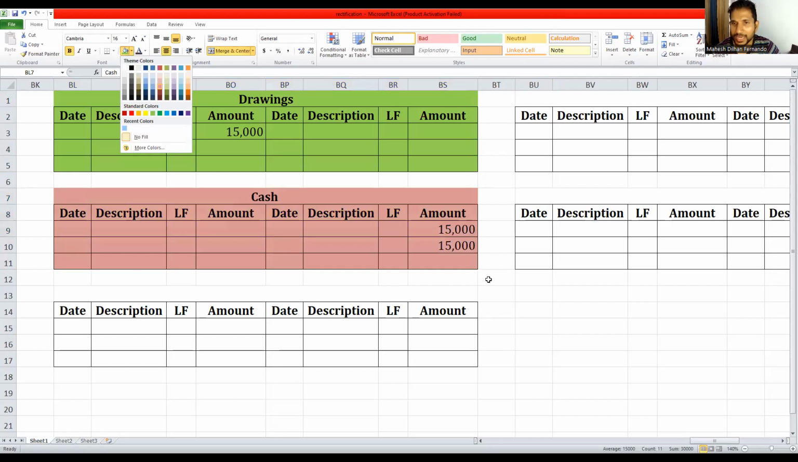Now think, it should be easy now. What do you do to rectify the cash account now? What do you do?